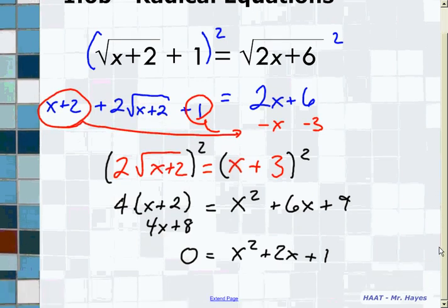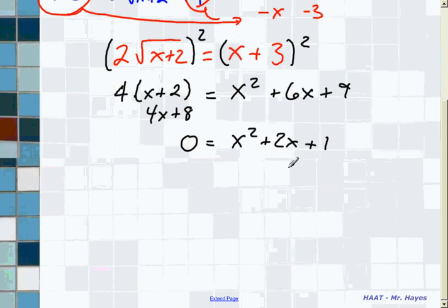And then we're almost done. This factors out to be, oh gee, nothing. No, I take it back. It's actually x plus 1 quantity squared, because the factors of 1 times 1 is 1, 1 plus 1 is 2. So that means that x is going to equal -1. It actually happens twice. Got to check that back up here in the original equation.